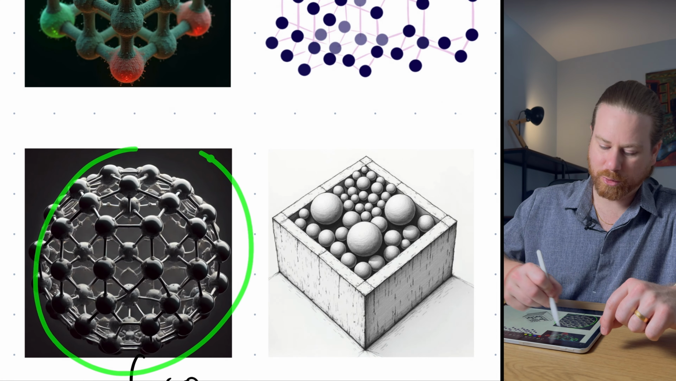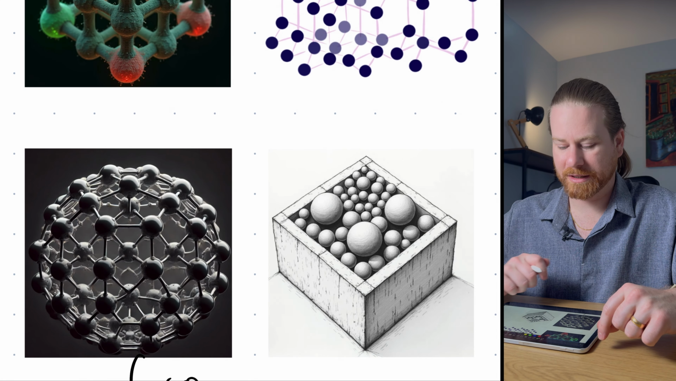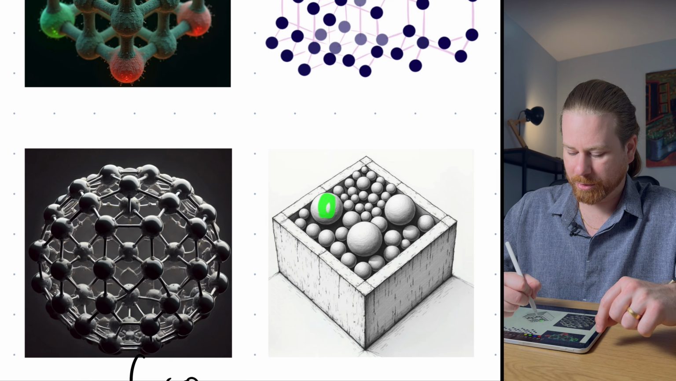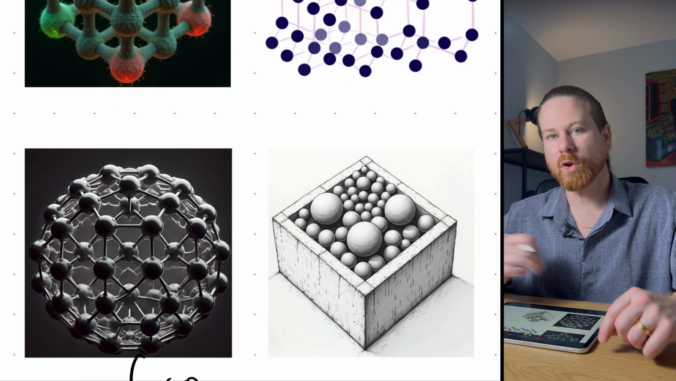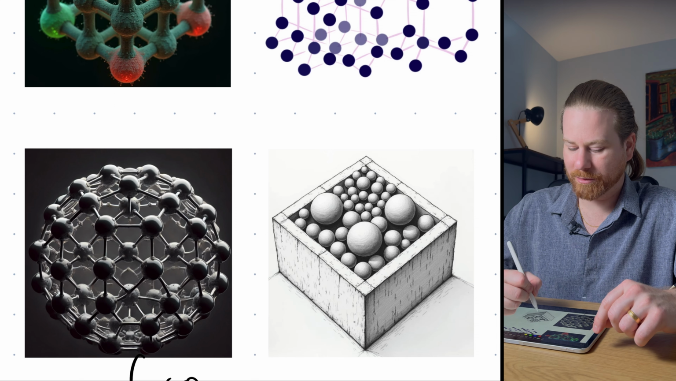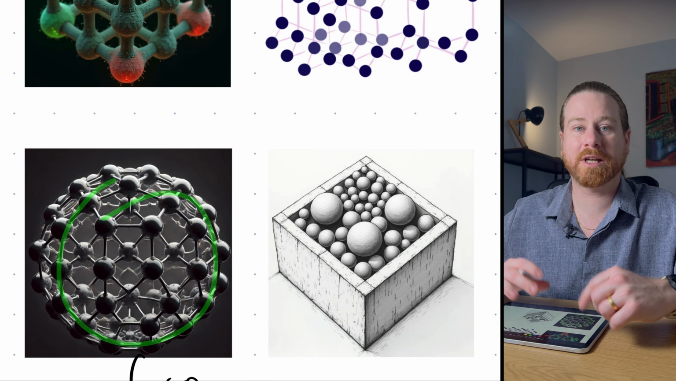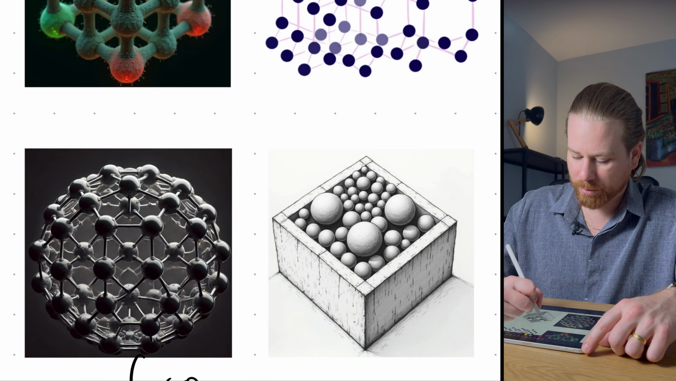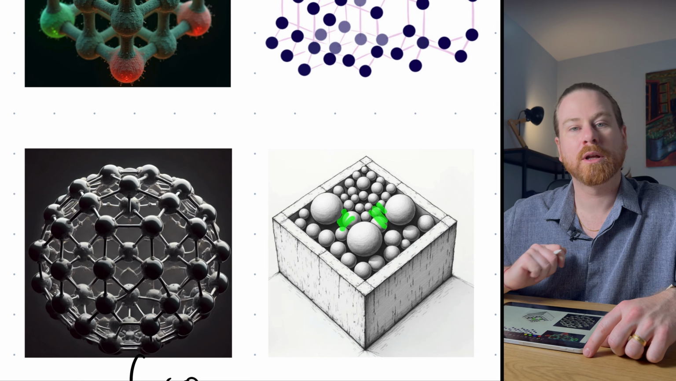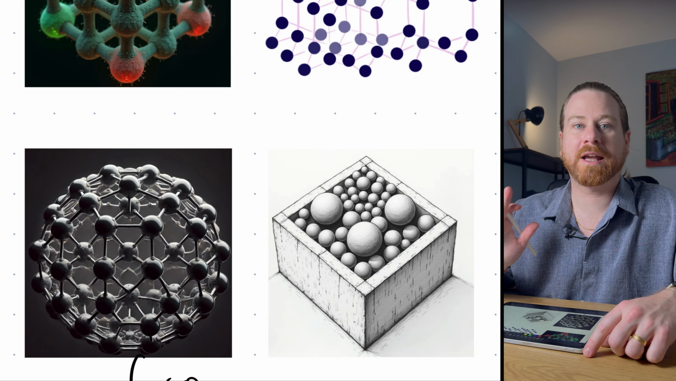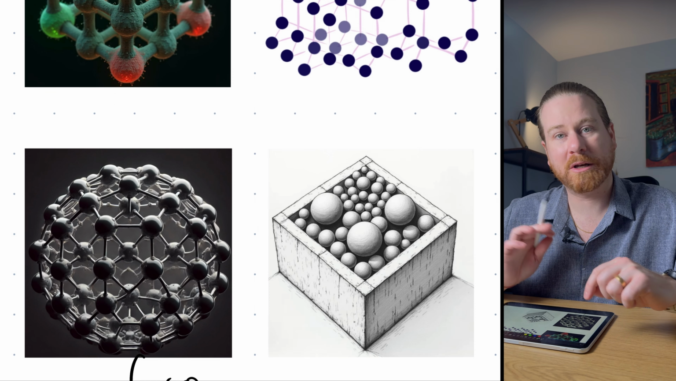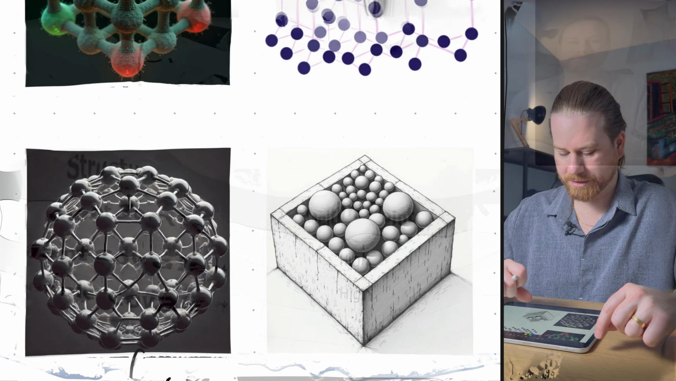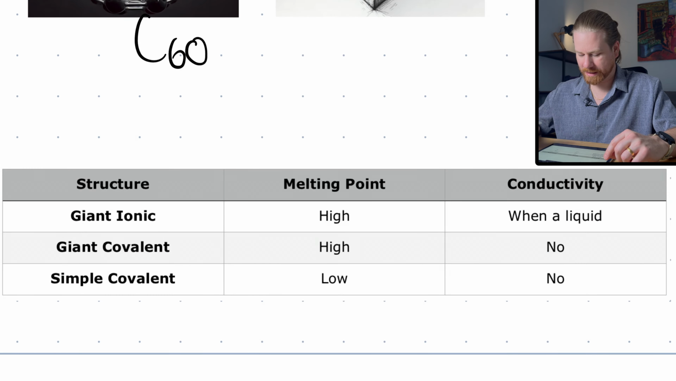Then our simple covalent compounds are very, very different. If we remember back to our previous video, these are individual molecules or compounds, and even though within the structure they have very strong bonds, between the molecules they have very weak intermolecular forces. This is why they have very low melting and boiling points. That can all be summarized in this handy table.